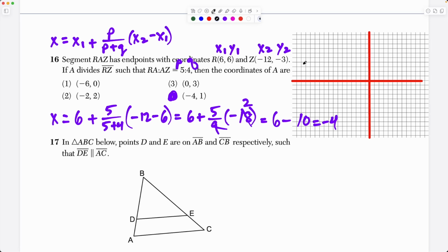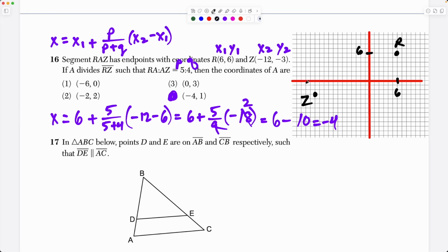We'll do this in a visual way. So the visual way is I plot 6, 6. So that's over 1, 2, 3, 4, 5, 6, up 1, 2, 3, 4, 5, 6. So that's where R is, at the point 6, 6. And then I'll just label here, we have 6, and then 6 this way. And then negative 12, so I'm going to the left 1, 2, 3, 4, 5, 6, 7, 8, 9, 10, 11, 12, and then down 1, 2, 3. So this is the location of Z.